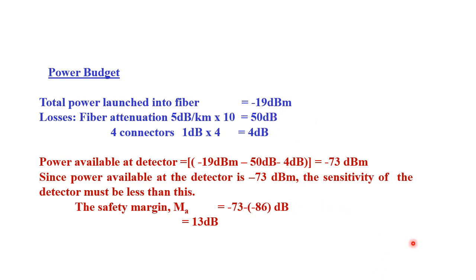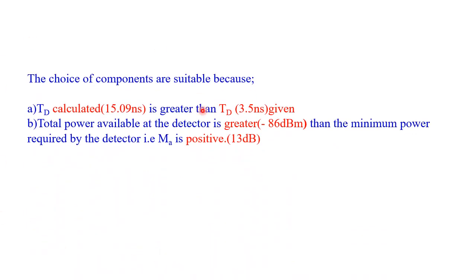Since power available at the detector is minus 73 dBm, the sensitivity of the detector must be less than this. So the safety margin MA is equal to minus 73 minus of minus 86 dB, therefore it is 13 dB. From the rise time budget and link power budget, the conclusion is that the choice of components is suitable, because TD, which is calculated as 15.09 nanosecond, is greater than the given TD value. The total power available at the detector is also greater than the minimum power required by the detector, which is given as minus 86 dBm. The value of MA is positive, that is 13 dB. Therefore the choice of components is suitable. That is the conclusion for the example.